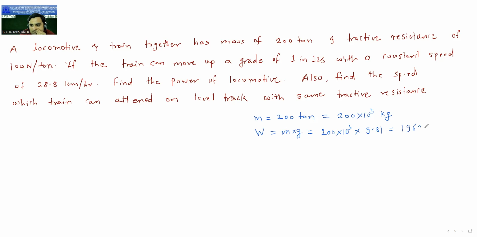It is 1962 into 10 raised to 3 Newton. So this is the weight of the train. Then velocity v is given as 28.8 kilometer per hour. So 28.8 kilometer per hour is equal to 28.8 into 5 by 18. If you multiply it by 5 by 18, you will get the answer in meter per second directly.